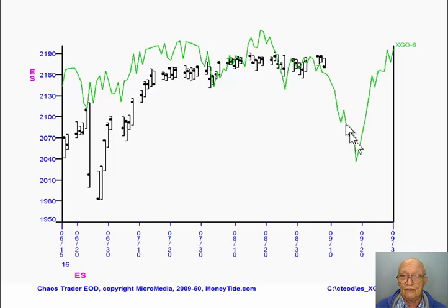So, simple energy field calculation. An XGO energy chart you can buy on my moneytide.com website for $36. You have to be able to plot it and shift it if you want a chart exactly like this. But this is saying, look out, this long stall could break down.